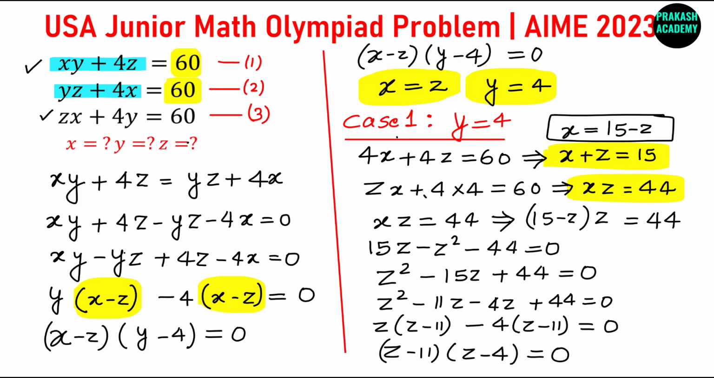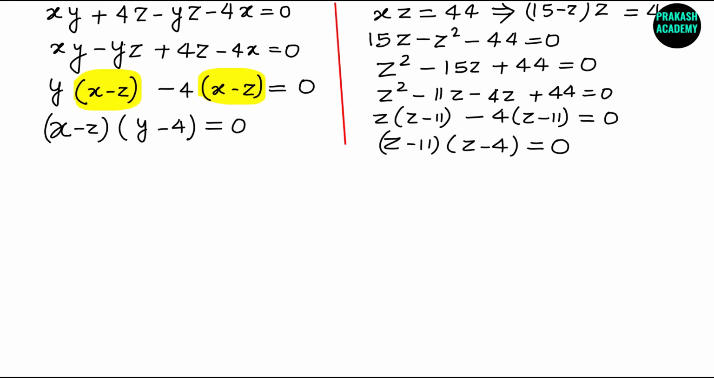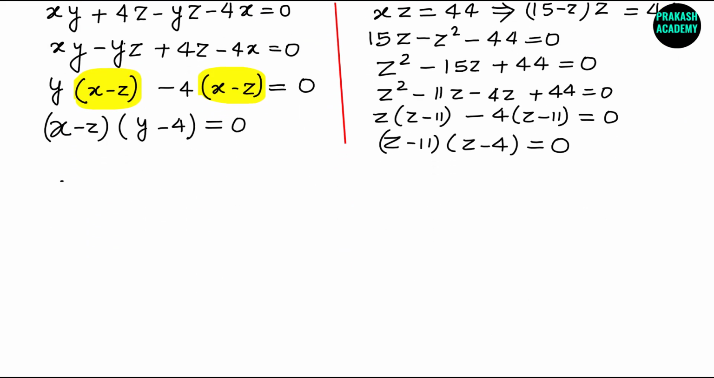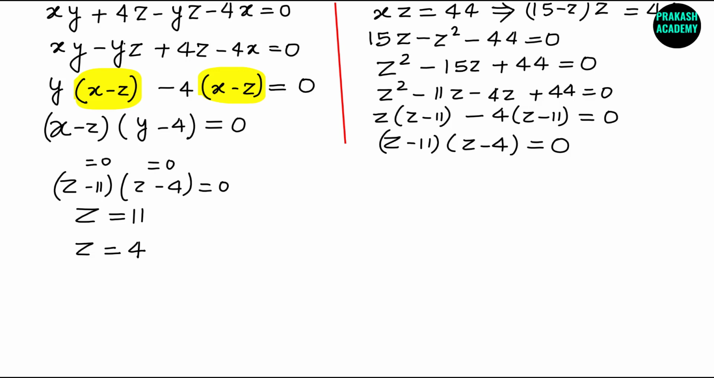So now I can expand this. So we have (z − 11)(z − 4) = 0. This means z = 11 or z = 4. That is, if you equate this term to 0 and this term also to 0, you will get z = 11 and z = 4.